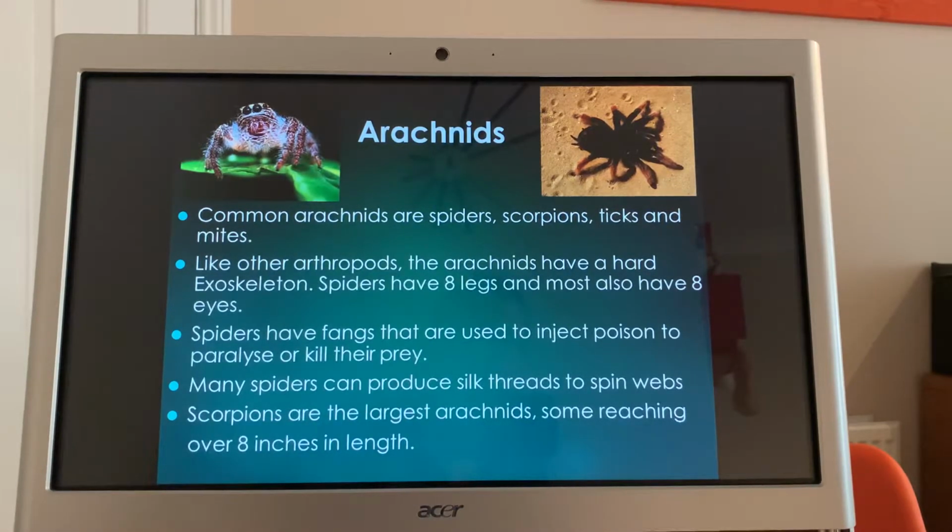Arachnids. Common arachnids are spiders, scorpions, ticks, and mites. Like other arthropods, the arachnids have a hard exoskeleton. Spiders have 8 legs, and most also have 8 eyes. Spiders have fangs that are used to inject poison to paralyze or kill their prey. Many spiders can produce silk threads to spin webs. Scorpions are the largest arachnids, some reaching over 8 inches in length.